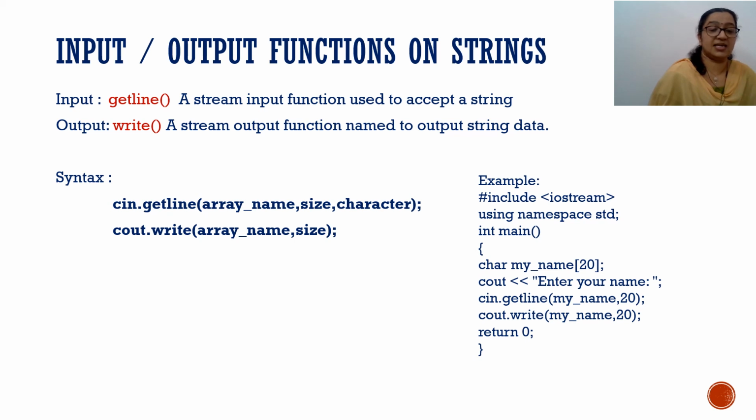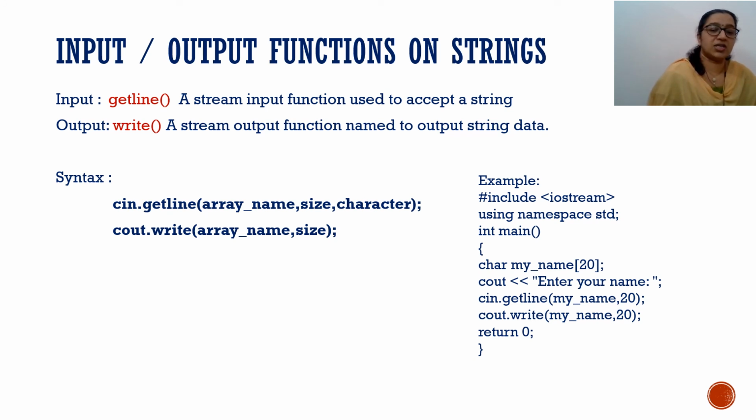cin.getline. See, cin, the same word. cin.getline is a function. Then in the bracket, character array name, comma, size, comma, character. The character is optional. So we can set a delimiter by size or a character. According to whichever comes first, we can enter the data. If we put a dot as the character, then at input time, when we put the dot, the characters till that will be assigned in that array. So this character is an optional one.